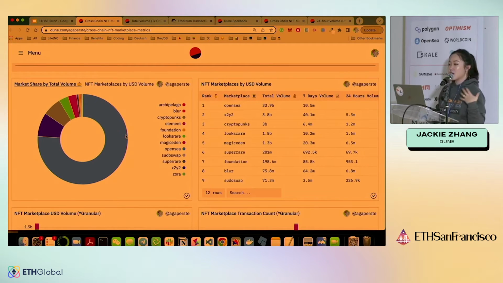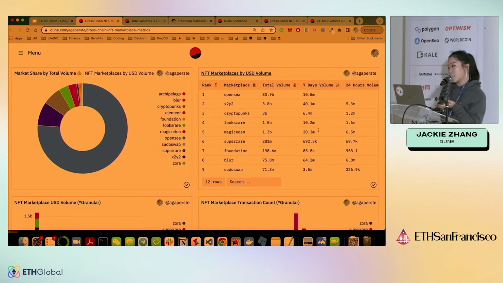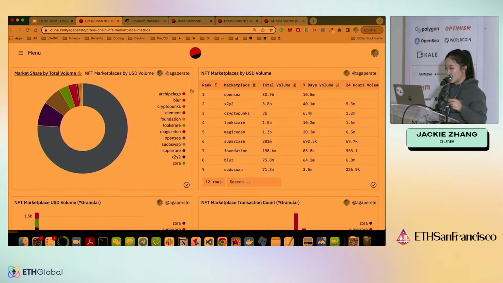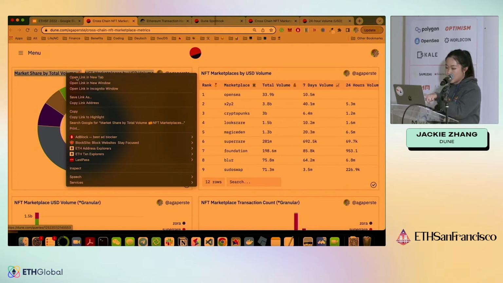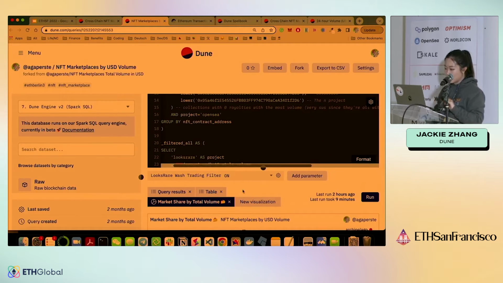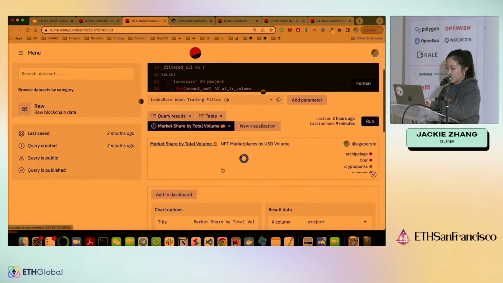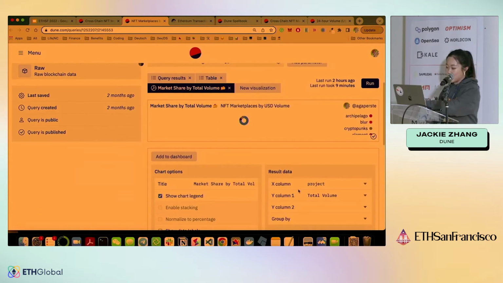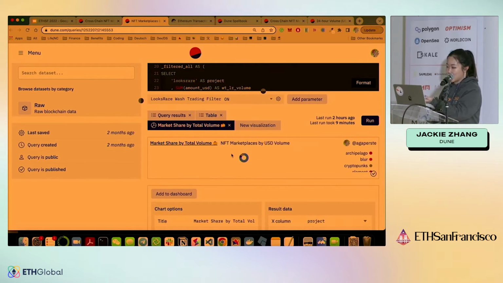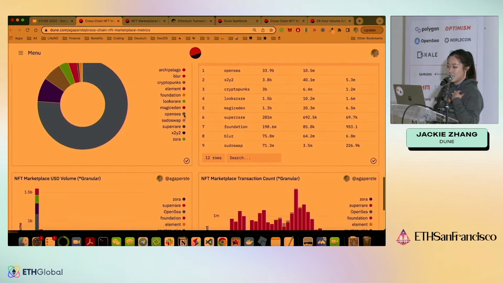But yeah, so with this data set, you can also do some visualizations about the market share from different marketplaces. You can rank them by their total volume. And all this is done by just writing some simple SQL. And then once you have the SQL ready, let me open one of these. So let's see with this pie chart, right? You write some SQL, and once you finish writing that SQL, you can generate a visualization from the results table. And then you can just add it to your dashboards.